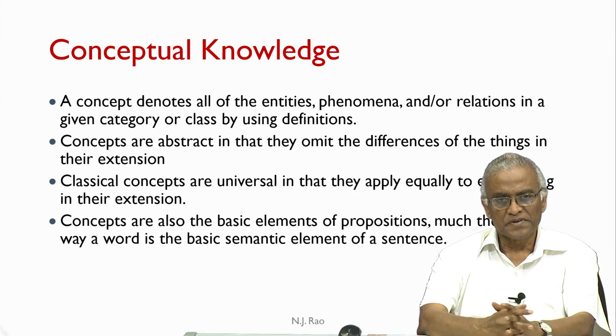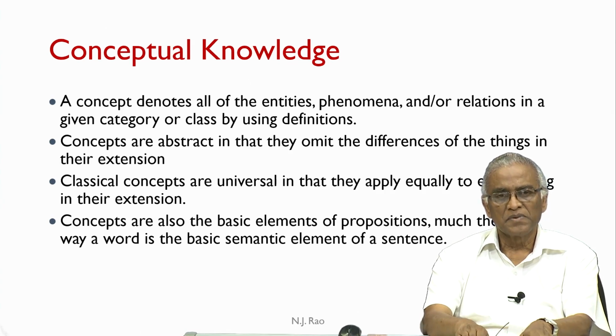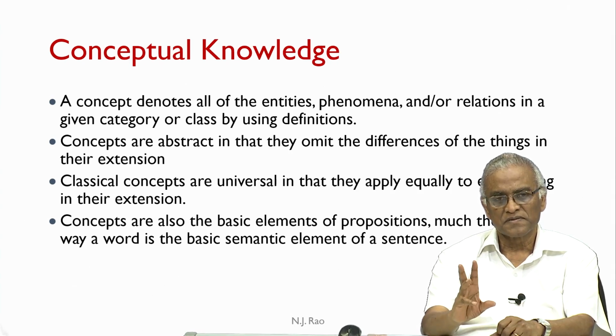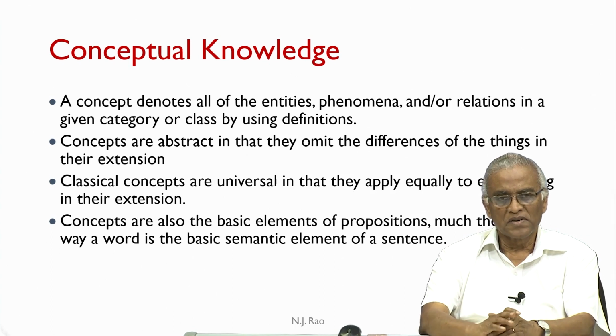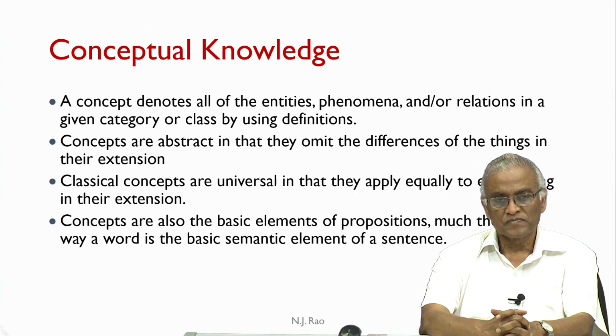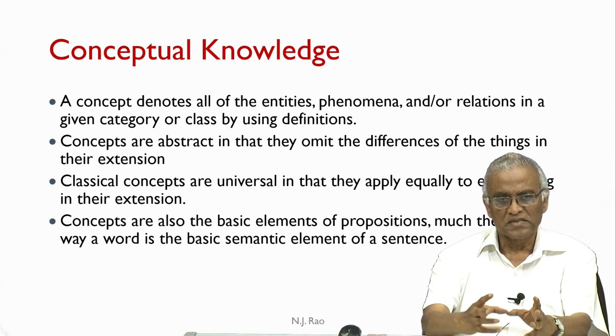For example, take a very simple thing like a tree. Tree is a concept, but if you look at all the entities that can be considered as trees, that means we are willing to ignore all the differences between individual species of trees. You have a mango tree, you have a coconut tree, you have some other tree, but we call all of them trees. So the tree is a kind of concept.